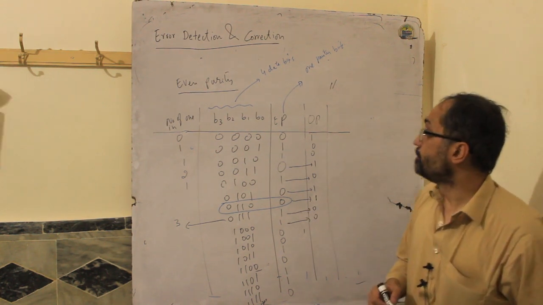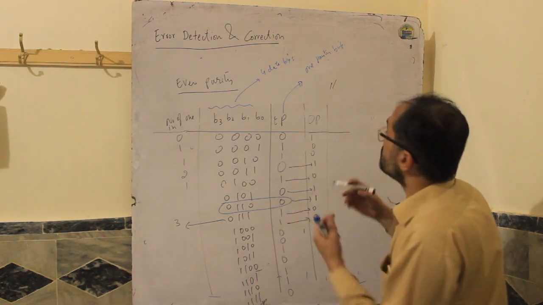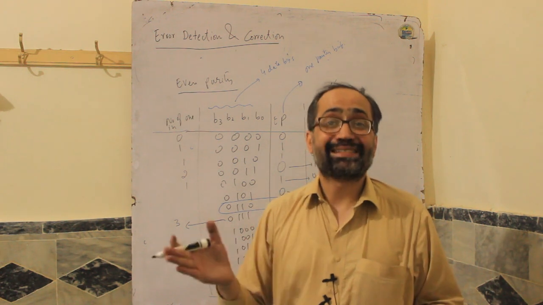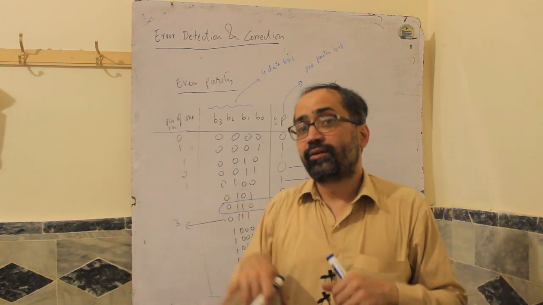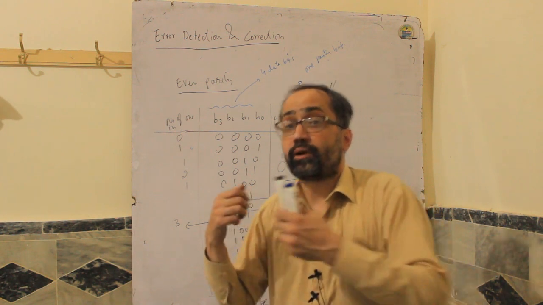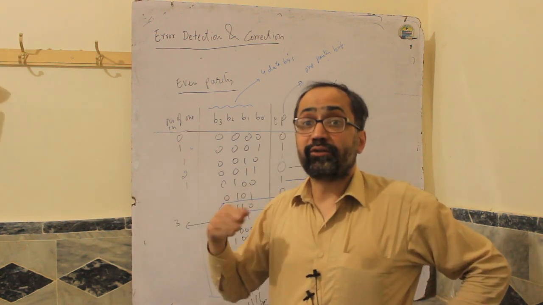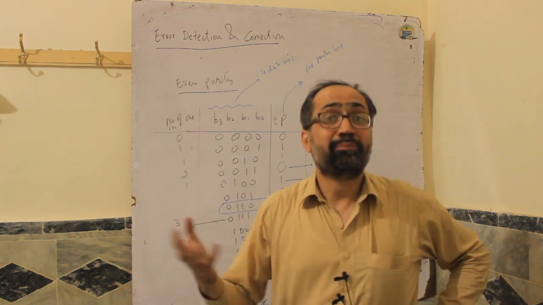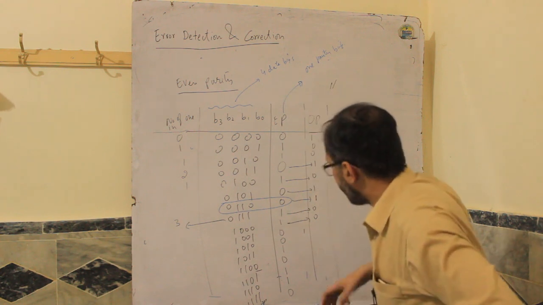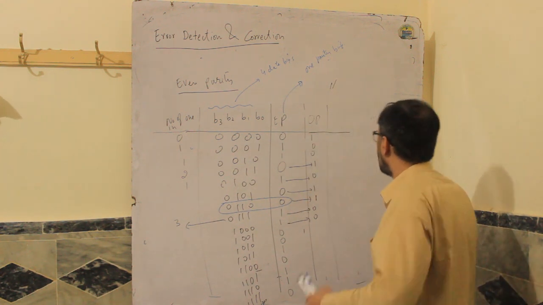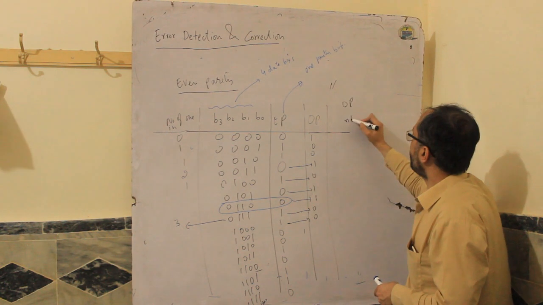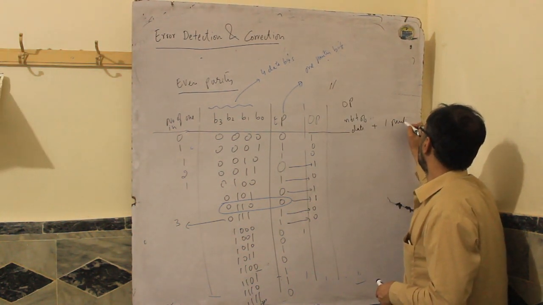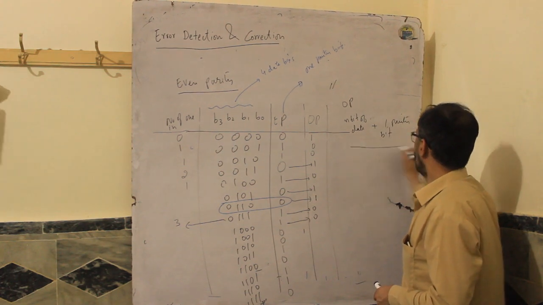Odd parity is also similar to even parity, but in odd parity we make the number of ones odd. So if the receiver counts the number of ones in the data and the count is odd, the data is correct. If the count is even, it means that the data is incorrect. In odd parity also we have n bits of data plus 1 parity bit.